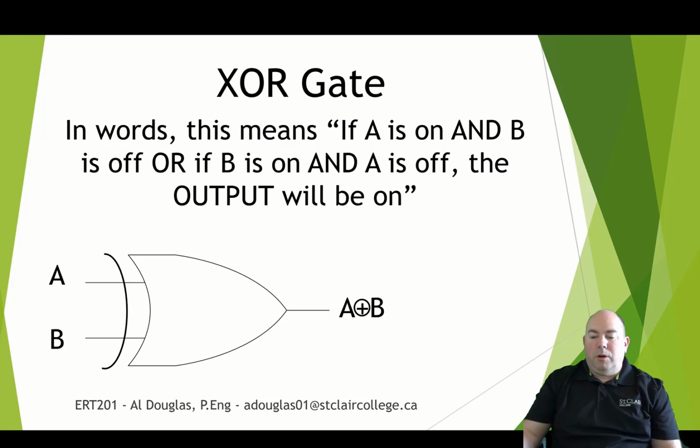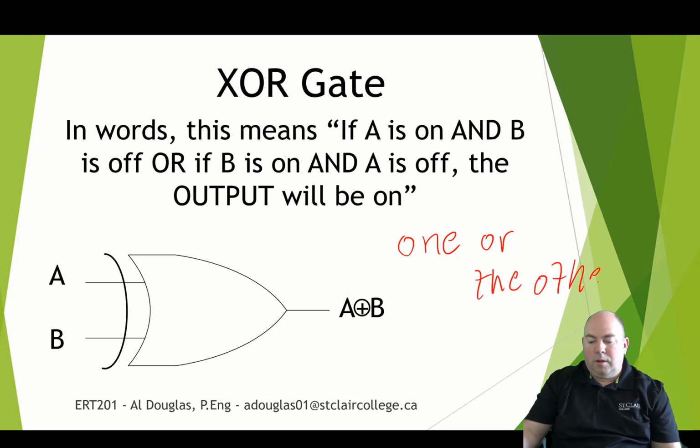So what this means in words, this is the exclusive OR. It means if A is on and B is off, or if B is on and A is off, then the output will be on. So this is basically one or the other, not both.